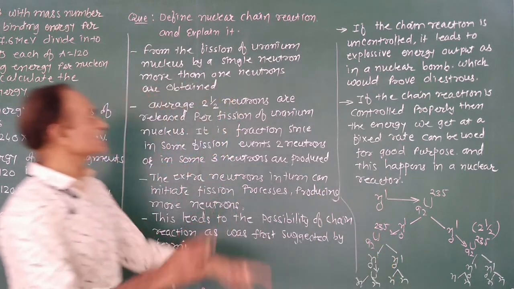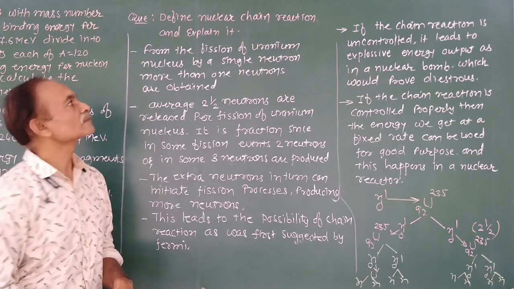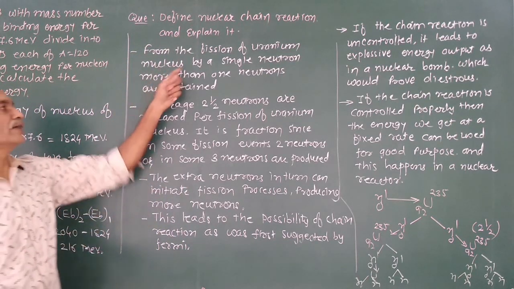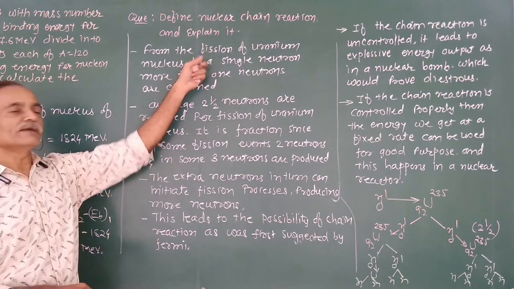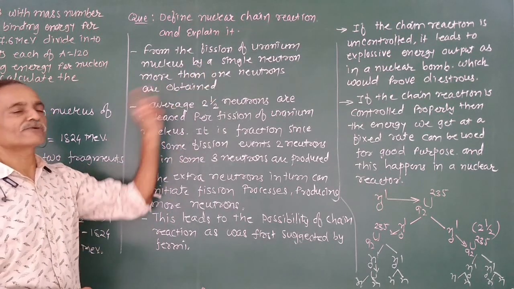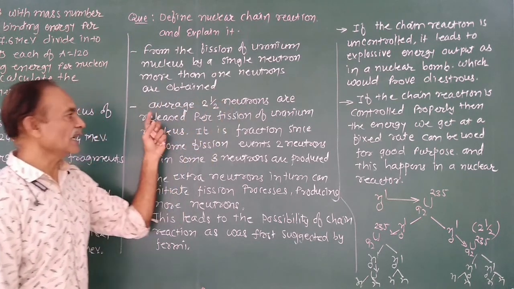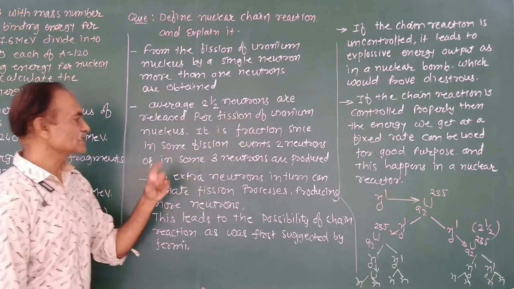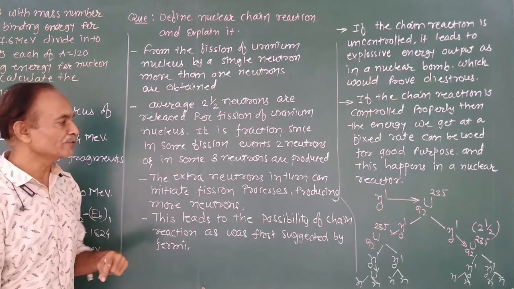Now, what is the definition of the nuclear chain reaction? And we have to explain it. From the fission of the uranium nucleus by a single neutron, more than 1 neutron is obtained. When 1 uranium nucleus is fissioned by a single neutron, more than 1 neutron is obtained as a product. An average of 2.5 neutrons are released by fission of the uranium nucleus. It is a fraction since in some fission events 2 neutrons, or in some 3 neutrons, are produced.